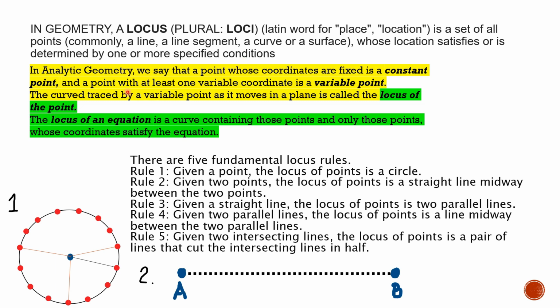In analytic geometry, we say that a point whose coordinates are fixed is a constant point, and a point with at least one variable coordinate is a variable point. The curve traced by a variable point as it moves in a plane is called the locus of the point. The locus of an equation is a curve containing those points and only those points whose coordinates satisfy the equation.